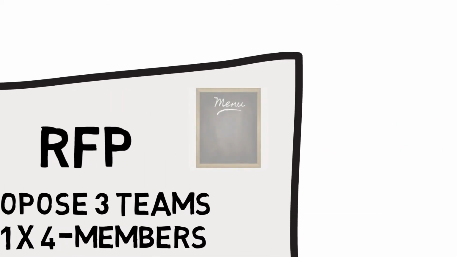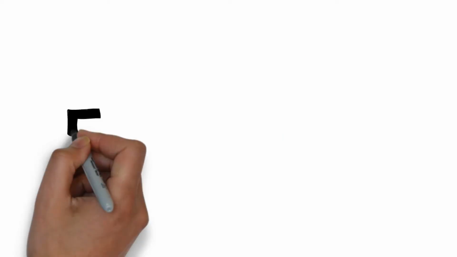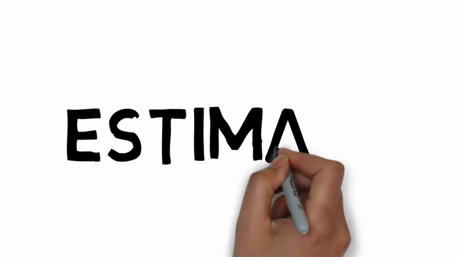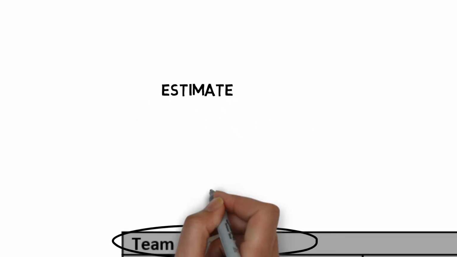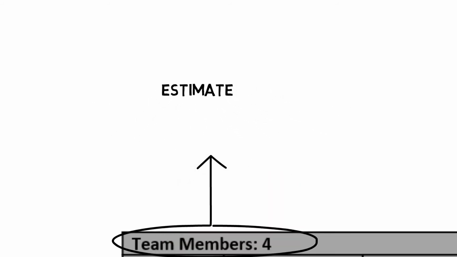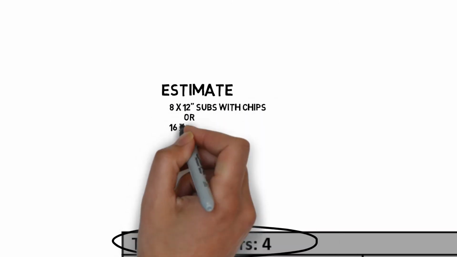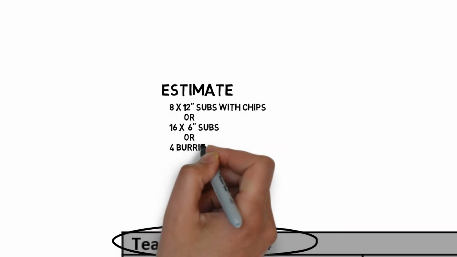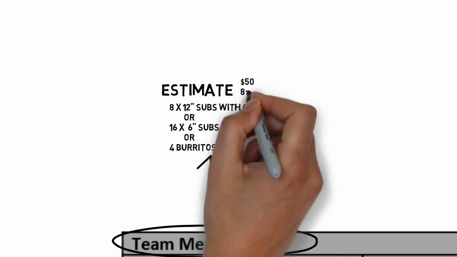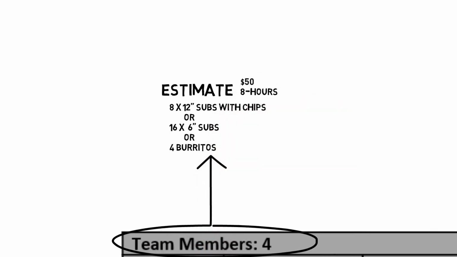In our sandwich shop example, we can provide the offerors our menu, and ask the offerors to provide the estimated number of items each team can produce in the 8-hour period. For example, one offeror may state, the 4-person team proposed can deliver 8 12-inch subs with chips, 16 6-inch subs, or 4 burritos for $50 in 8 hours.